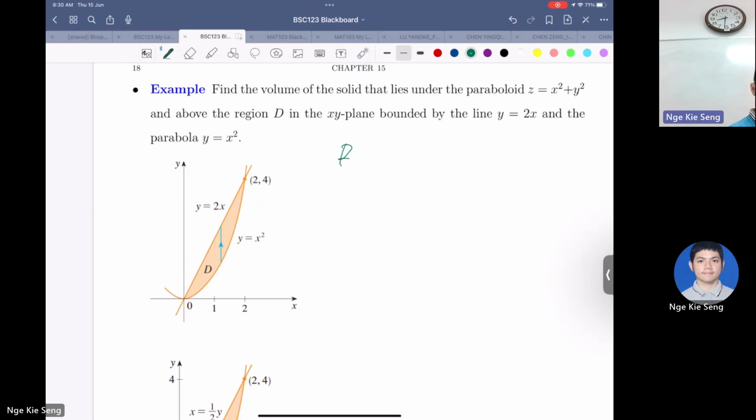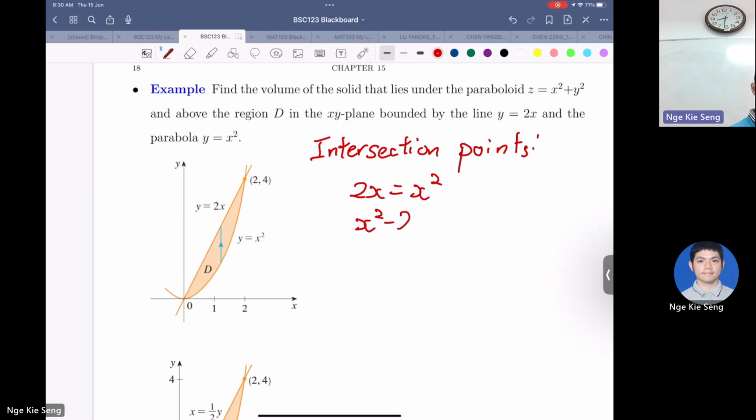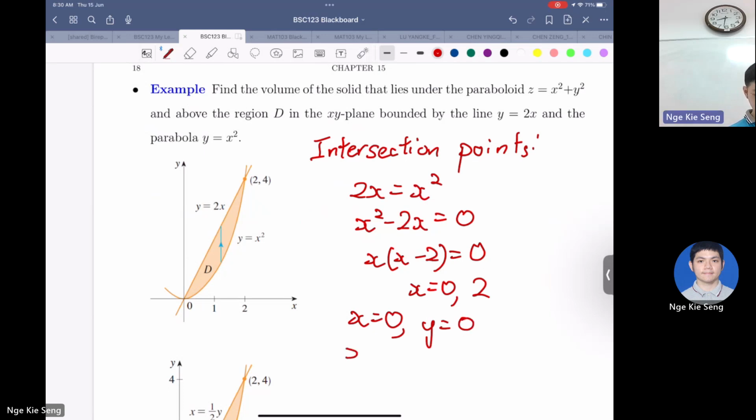So we want to find the intersection points. Okay. So 2x equals x squared, which implies x is 0 or 2. So when x equals 0, y equals 0; when x equals 2, y equals 4.